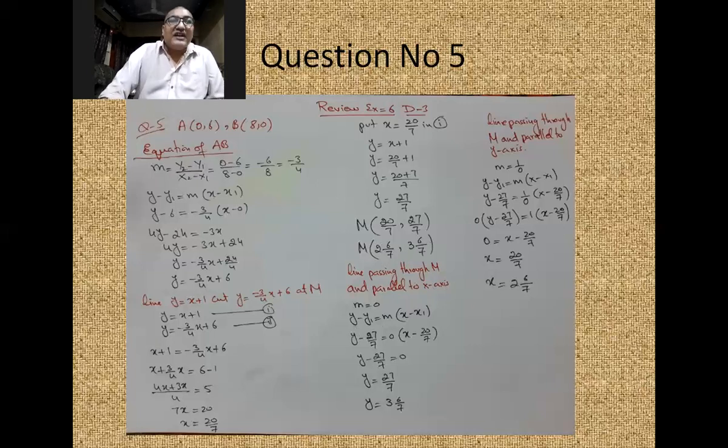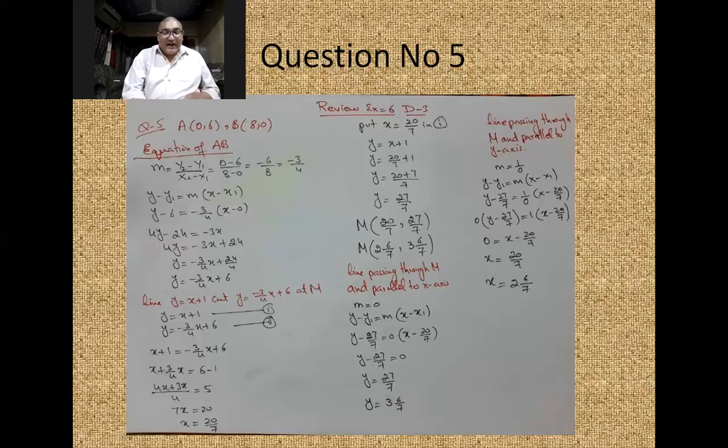The formula is y minus y1 equals m bracket x minus x1. So y minus 27 by 7 equals 0 into x minus 20 by 7, bracket close. When 0 is multiplied with this bracket, this whole thing becomes 0. So you have y minus 27 by 7 equals 0. Take the minus 27 by 7 to the other side, and it becomes plus 27 by 7. So you have got the value of y. This is the equation of the line which is passing through this point M and is parallel to the x-axis.